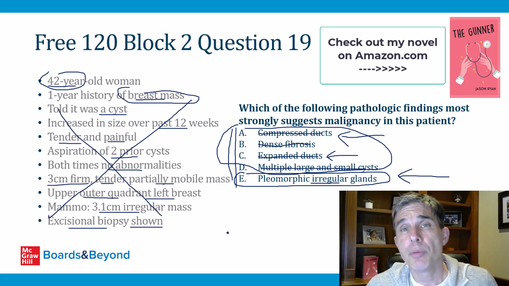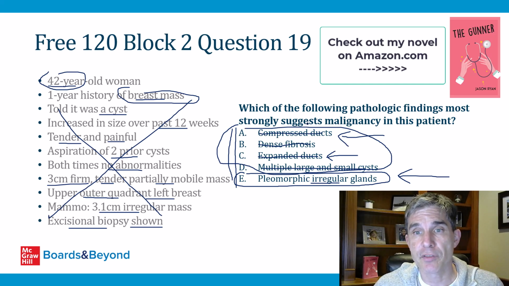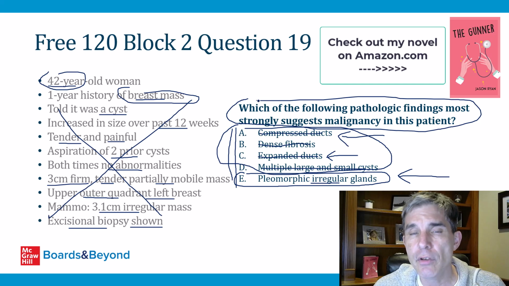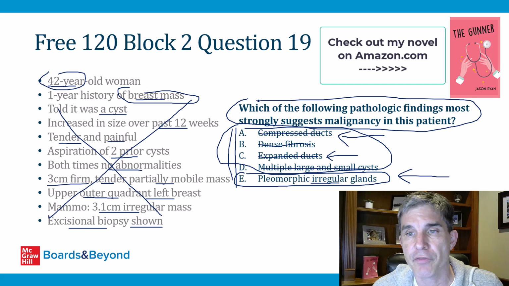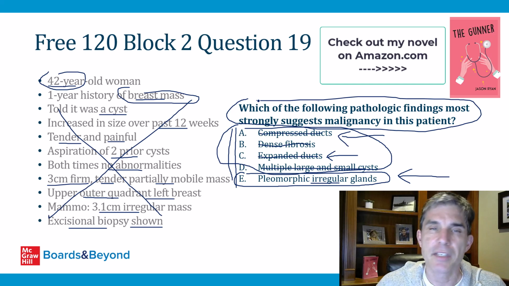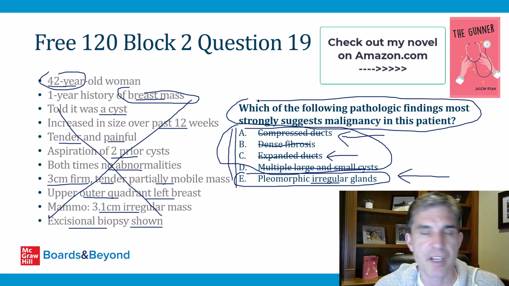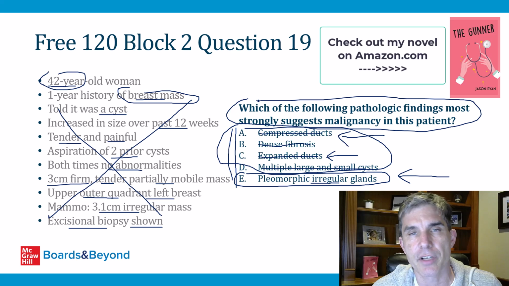And so the take-home point from this question, in my opinion, is first of all, to always read the last sentence of the question stem first, which tells you what they want to know. Because if you know, going into reading this long stem, that they just want to know which pathologic findings suggest malignancy, then it's much easier to filter out all the unnecessary information like her mammogram findings or her prior breast cysts or all those things that they throw into the question stem.